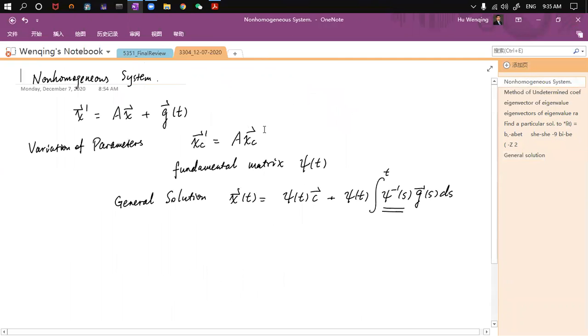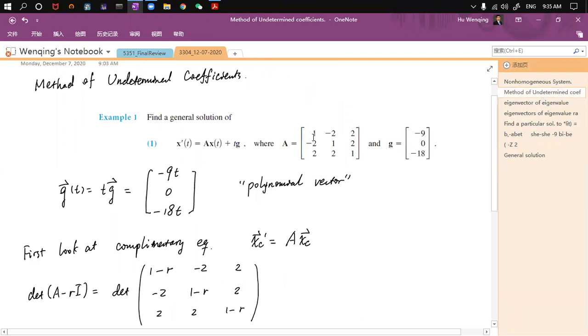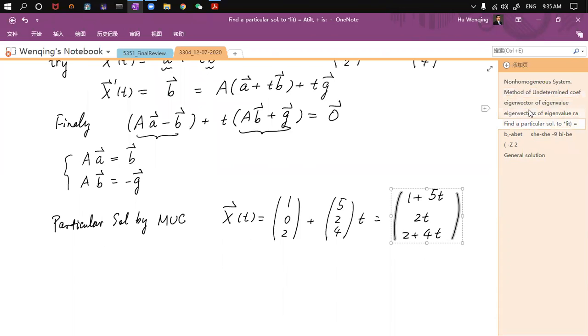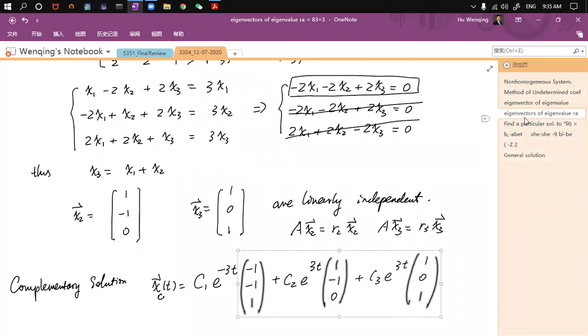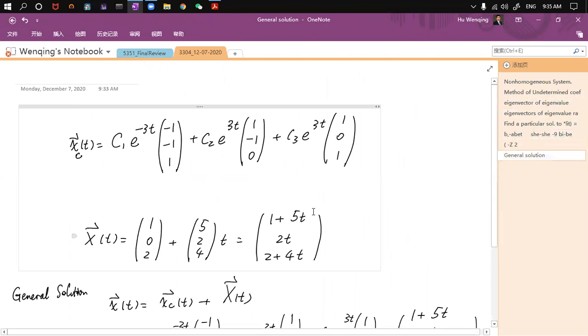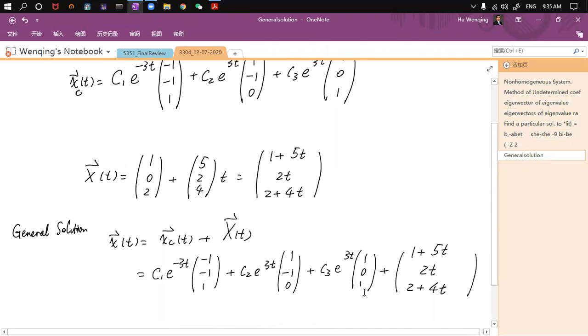The non-homogeneous system that we saw at the very beginning is a 3x3 matrix system, and we used the so-called method of undetermined coefficients to find the whole solution, including the complementary and the particular solution, and reach the general solution. So that's the method of undetermined coefficients.